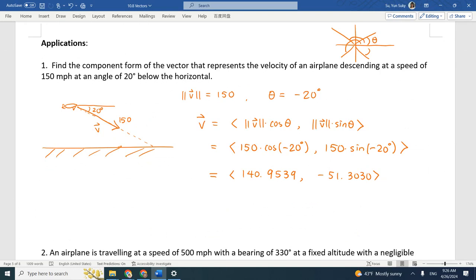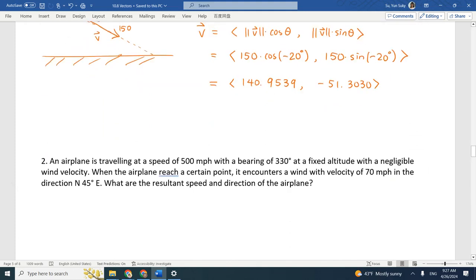And if you don't remember the formula, draw the picture. This is the x component. So x component is like adjacent, right? Adjacent over hypotenuse is cosine theta. So you have magnitude times cosine theta first. The y component is the magnitude times sine theta. Is that clear, everybody? Okay, continue.